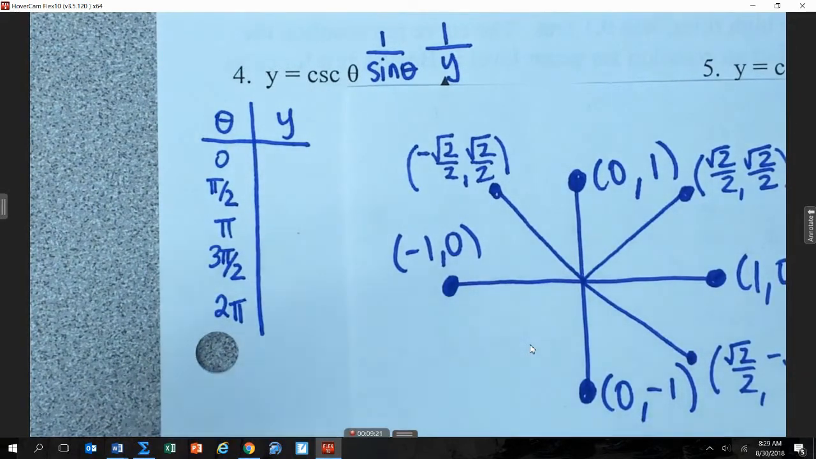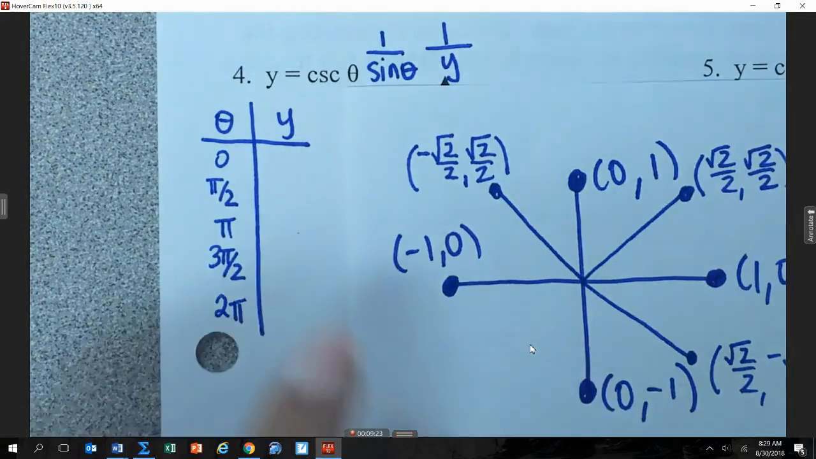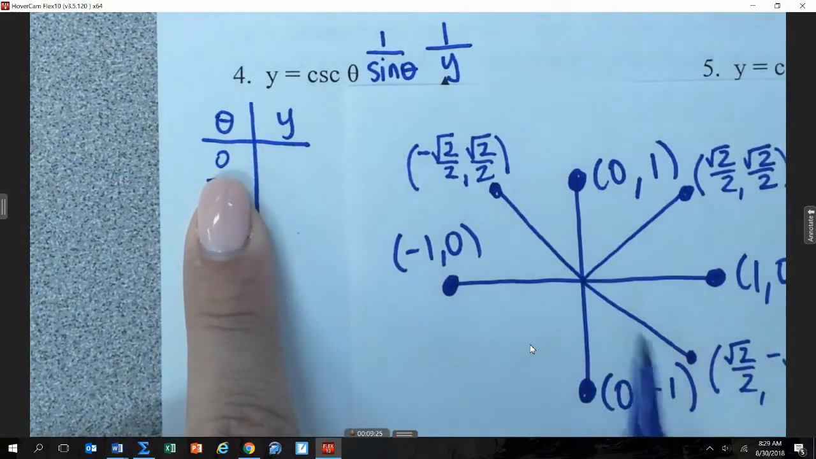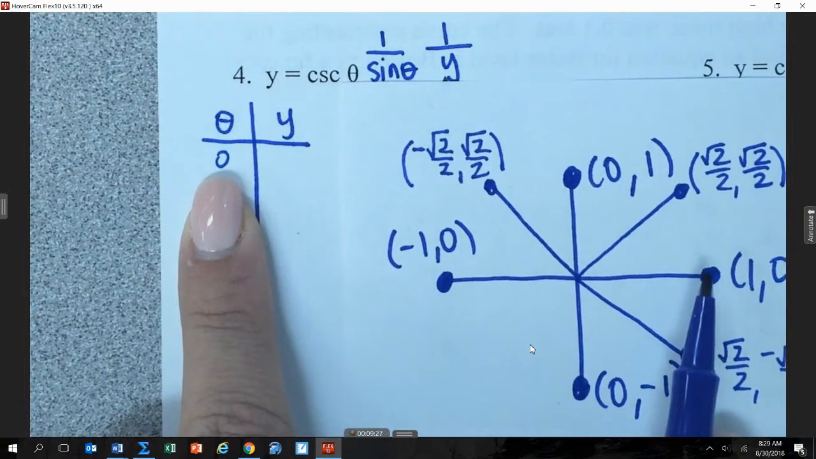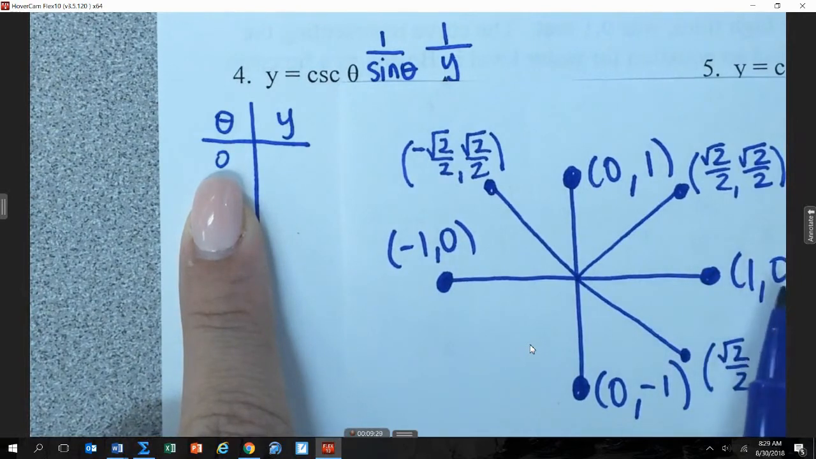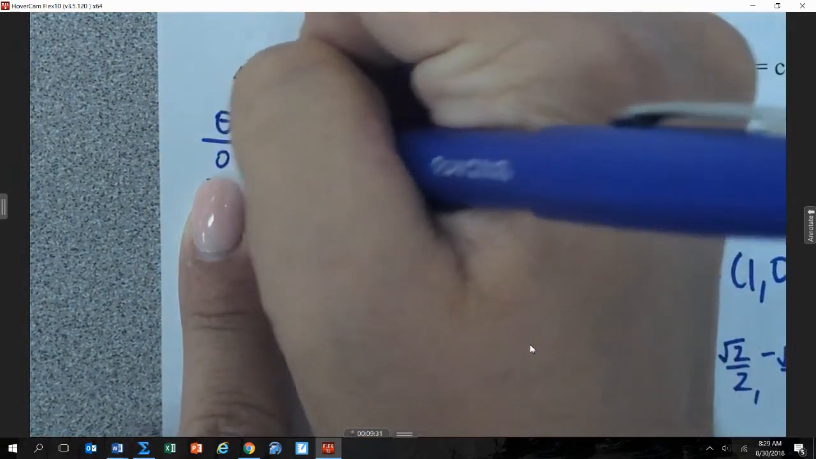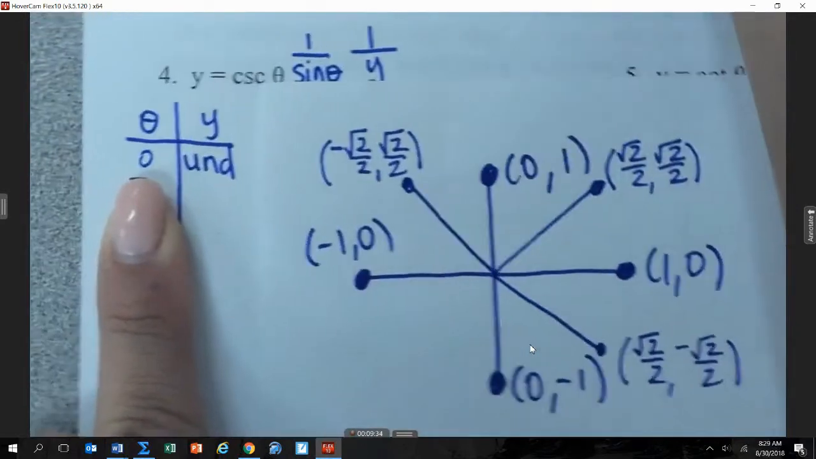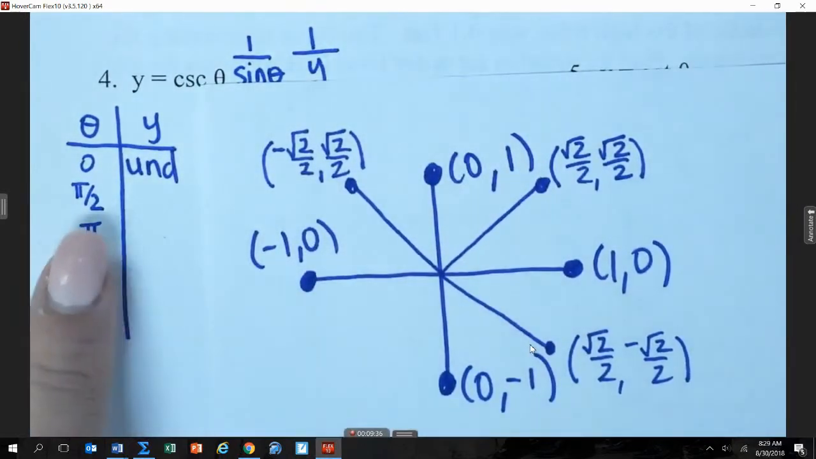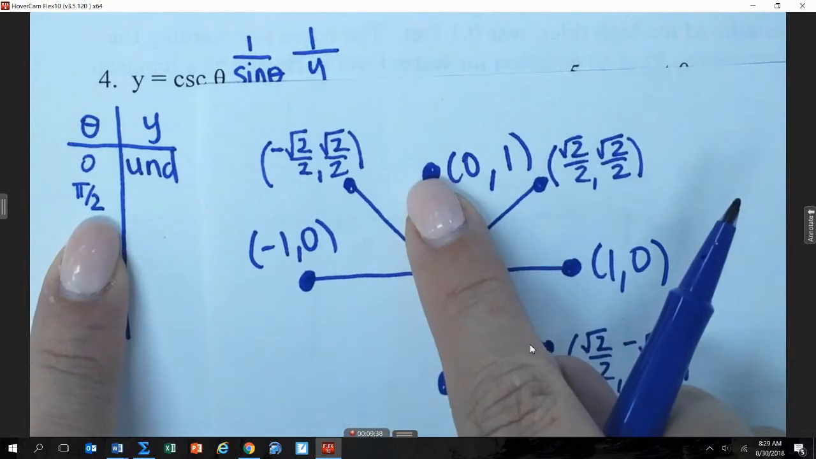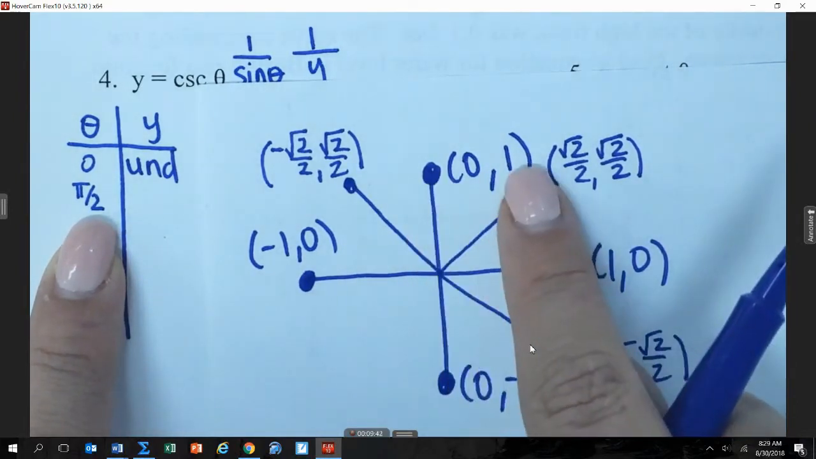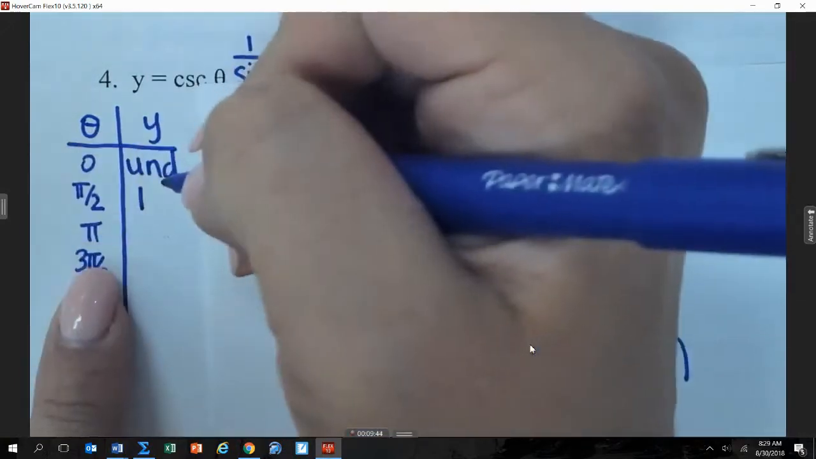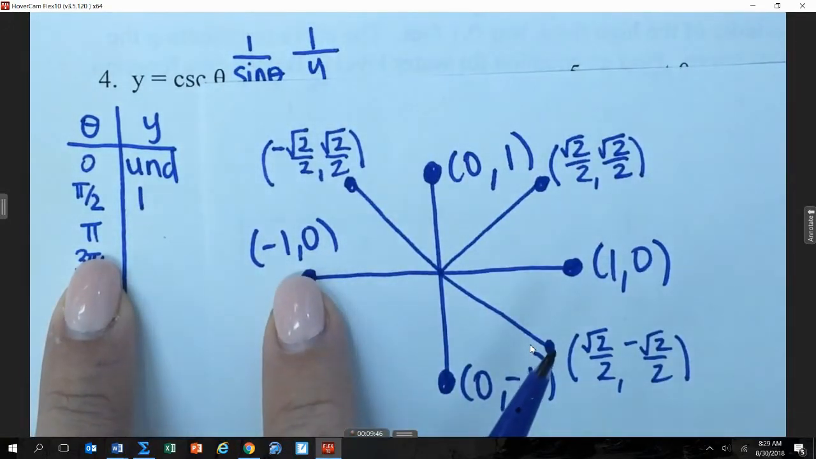All right, who did I leave off with? Belle, I think you're up. So if I'm doing 1 over y for 0, what would that be? Undefined. 1 over 0 would be undefined. Great. Okay, so now I'm going to pi over 2. That's up here. What's 1 over y? 1 over 1 would be 1. Great.